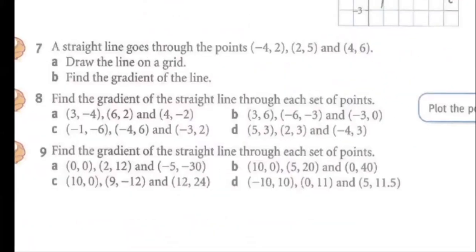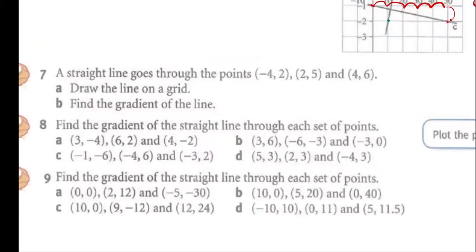Second, number 7: draw a straight line through points here and here on the grid, and find the gradient of the line. So without drawing on the grid, you can actually find the gradient first. So let's try to find the gradient using my calculation method. So m is equal to y2 minus y1 over x2 minus x1. Let's just use these two coordinates, then 5 minus 2, 2 minus -4.